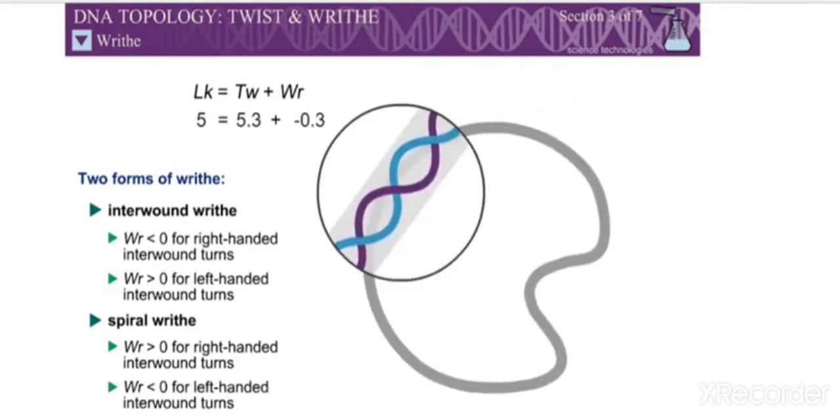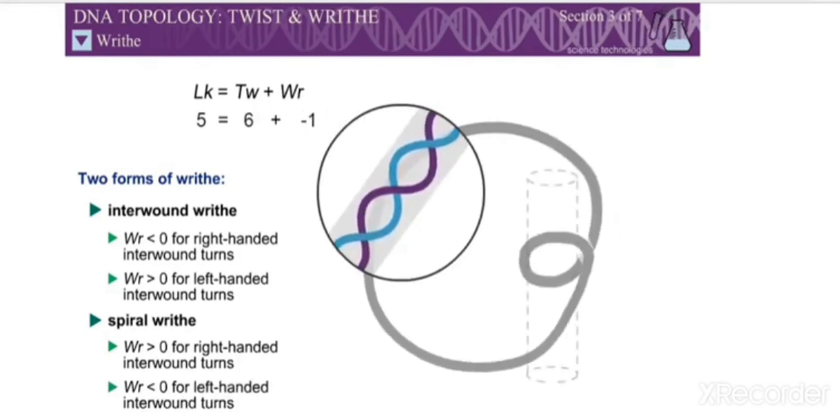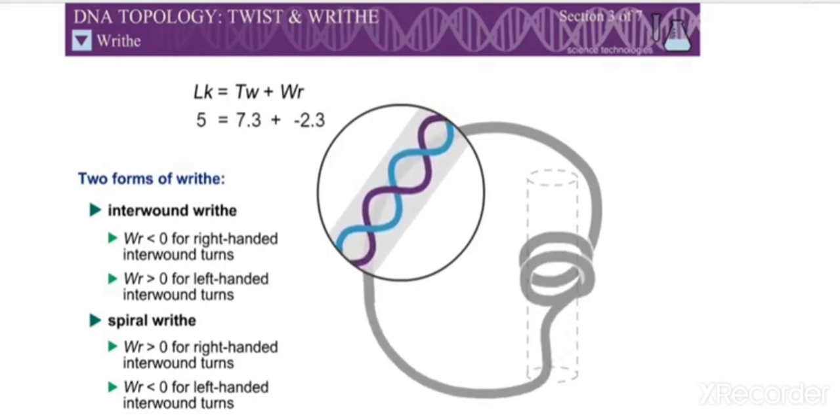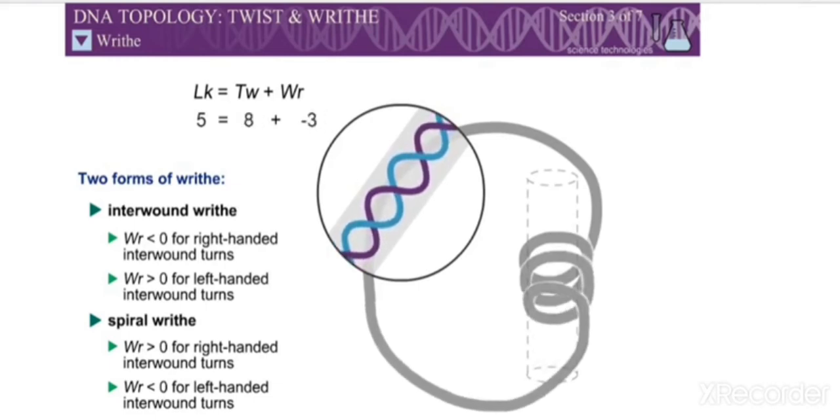If right-handed DNA writhes to form a left-handed spiral coil, the DNA must twist to accommodate the writhe. Therefore, left-handed spiral turns are assigned negative writhing numbers. Again, this is the opposite of left-handed interwound turns.